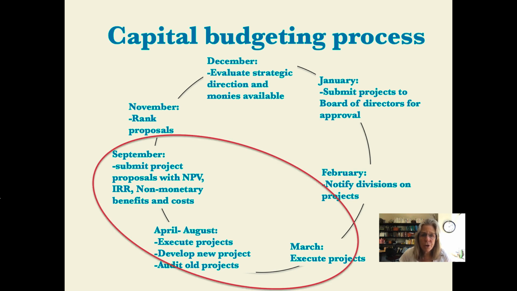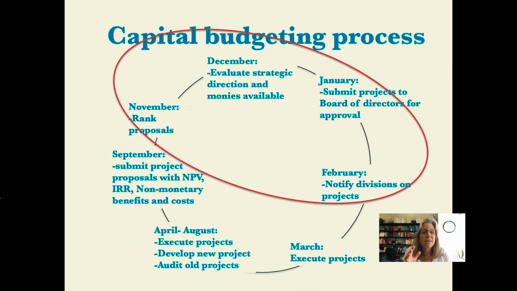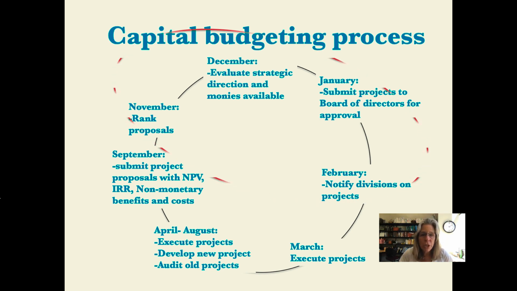So if we look at an engineer or project manager at the lower levels, these are the things you're involved in. You execute projects, you develop new projects, and you look at old projects, and you put together proposals for the corporation on the ways you want to spend money. And at the highest level of the company, these are the things that happen. At the corporate level, they gather all proposals together, they rank them, they look at strategic direction, they make presentations to the board of directors, and then they notify the lower divisions where they can be spending their money. So it's a little bit of understanding the capital budgeting process and how it works within a corporation.